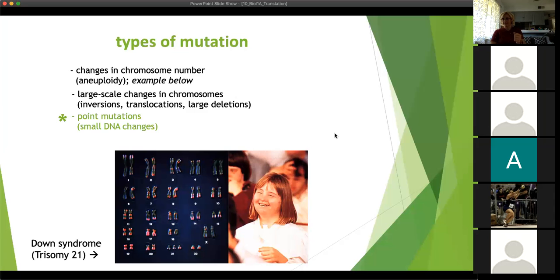More commonly, and something that all of us will experience at some point in our lifetime, are what we call point mutations. Now, point mutations are going to be small changes to the DNA, like changing a single base. So these are much more frequent. They usually have far fewer consequences, and they occur all of the time in our cells.